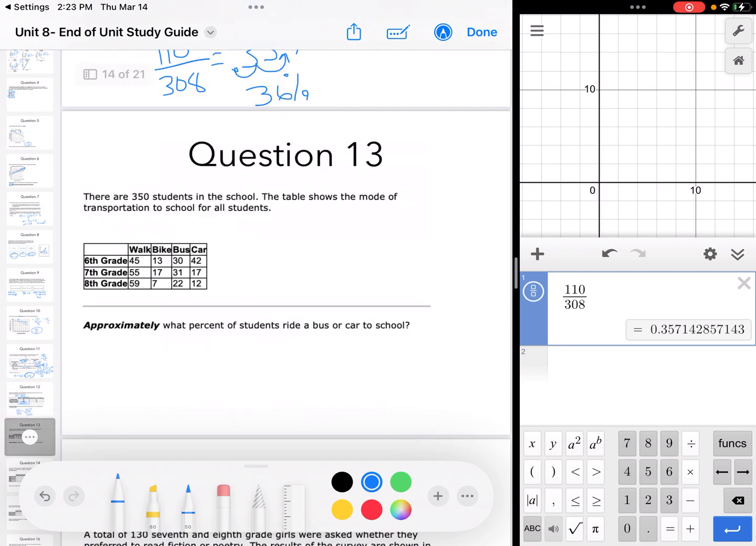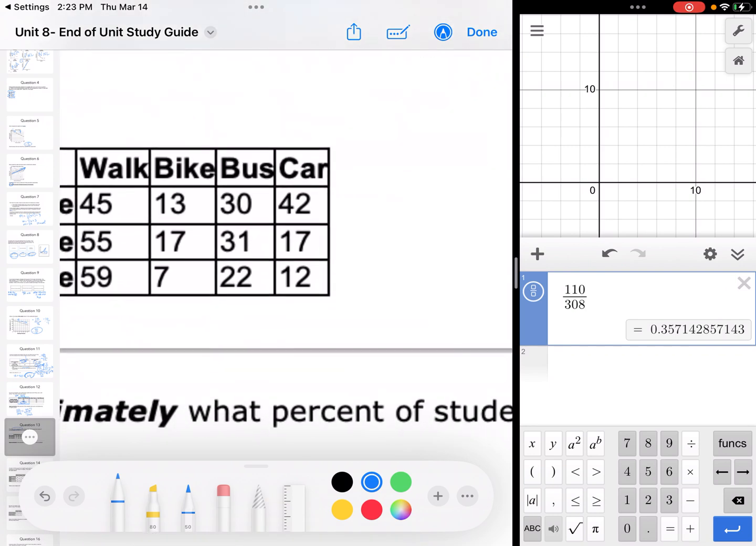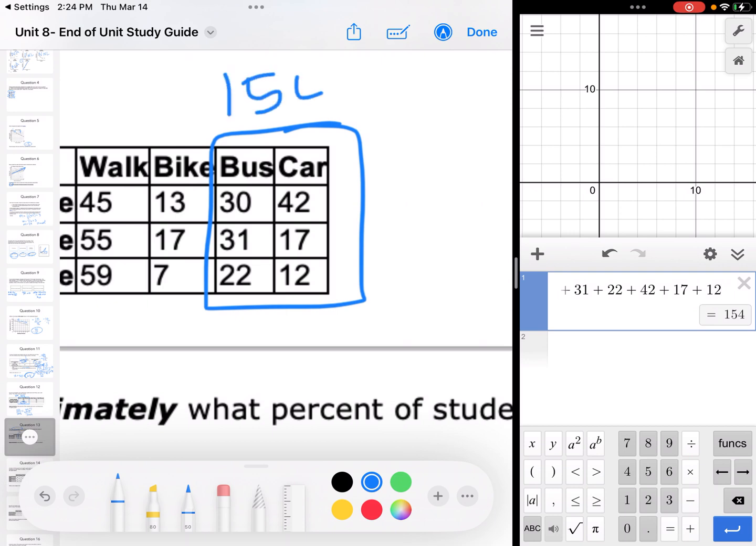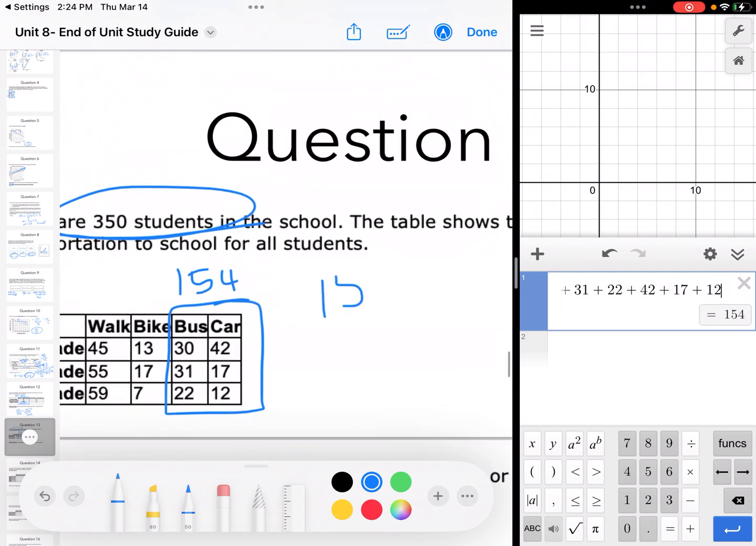All right, what percent of the students ride a bus or a car to school? Okay, so there are 350 students, and they ride a bus or a car to school. So I've got to add up those numbers. So 30 plus 31 plus 22 plus 42 plus 17 plus 12. I get 154. So my ratio is 154 out of 350.